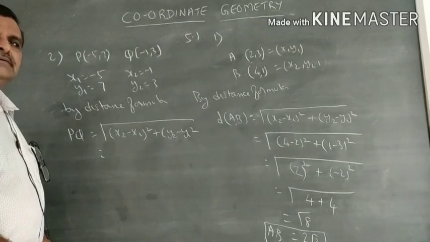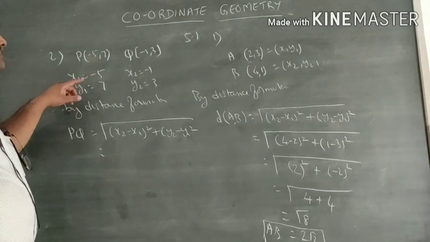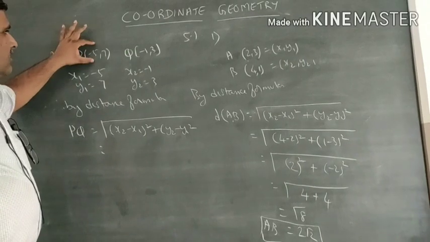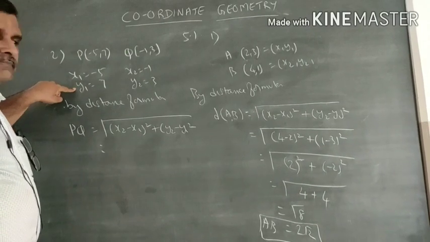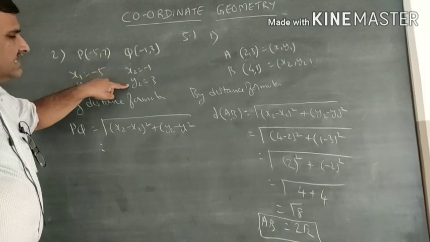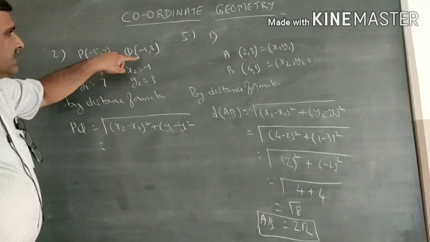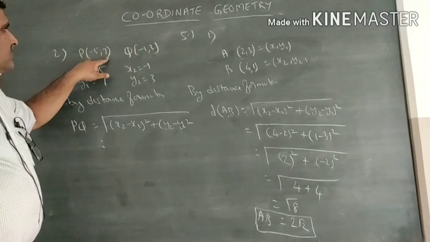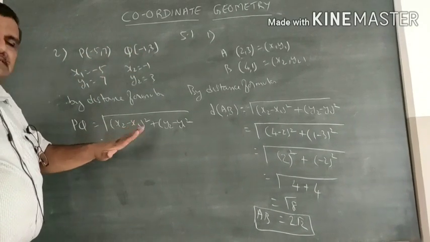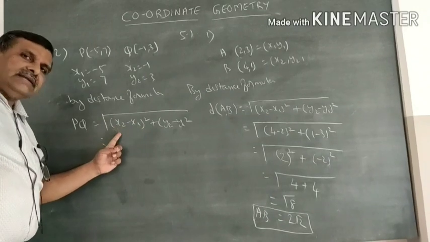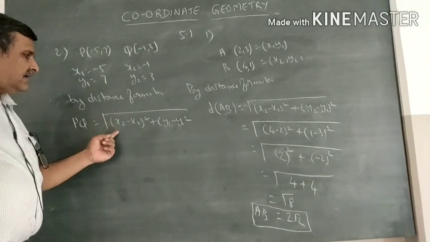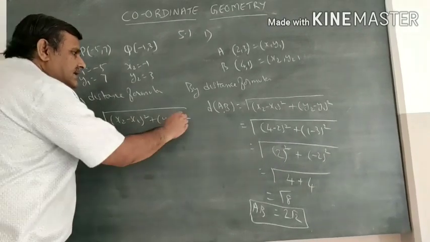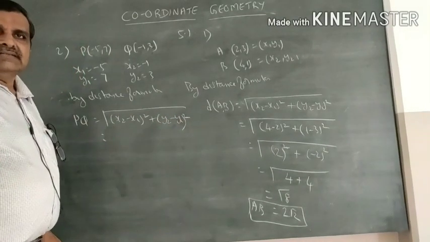Now see, you may be having some doubt here. Where to take x1, where to take y1? See, the coordinate of P here we have taken x1, y1, and the coordinates of Q we have taken as x2, y2. If you want, we can take x1, y1 as minus 1, 3 and x2, y2 as minus 5, 7. It doesn't make any difference. In this same formula also, instead of writing x2 minus x1, if I am writing x1 minus x2, and y1 minus y2, again it doesn't make any difference, you will get the same answer.